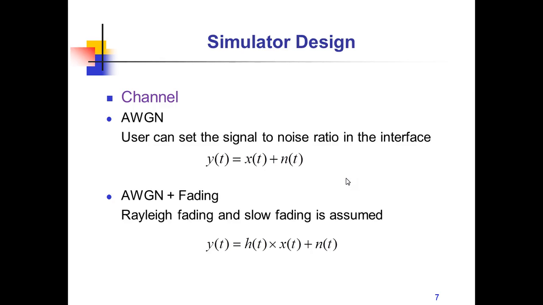Another type of channel is Rayleigh fading channel. Of course, the white noise is also there, not changed. In this simulator, slow fading is assumed. That is to say, the Doppler frequency is assumed to be relatively small. Then the received signal y(t) can be expressed like this. The magnitude of h(t) is a Rayleigh random variable, and the square of it is an exponential random variable.